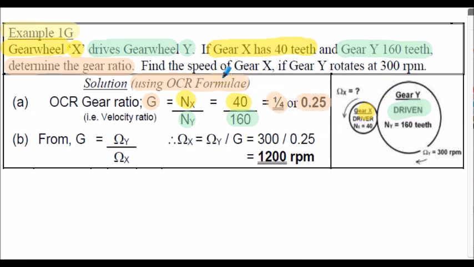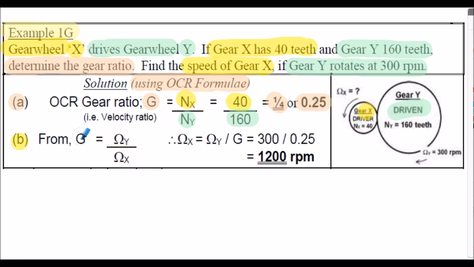The second part of the question wants us to find the speed of gear X if the speed of gear Y is 300 RPM. So in the first part of the question, which I've labelled A here, we use the relationship between the number of teeth on the gears. For the second part of the question, which I've labelled B here, we're going to use the relationship for gear ratio between the input and output speeds of the gears.